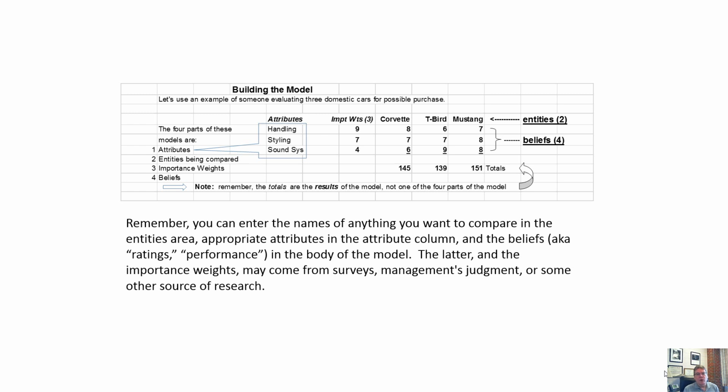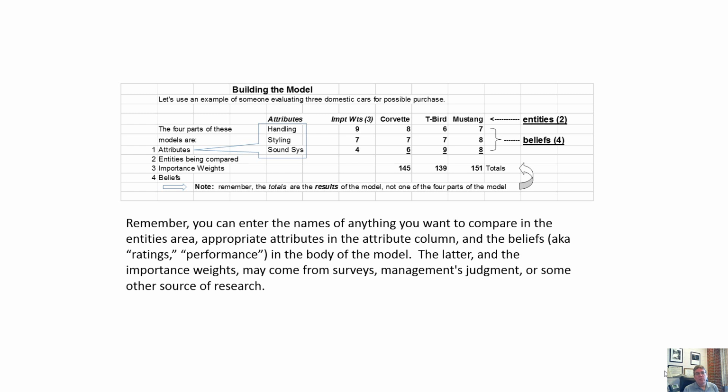And finally, we have the term beliefs. This is from the original research on multi-attribute models, and you could substitute in various synonyms for that, such as performance, ratings, and these can come from many sources, and that's also shown in the note at the bottom below the spreadsheet, and that is they can come from management opinion, they can come from a consumer survey, they can come from many different sources, sales data, some type of engineering testing that's done. So literally anything can form the basis for the beliefs.